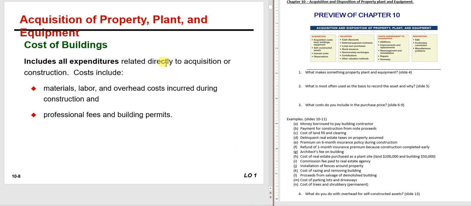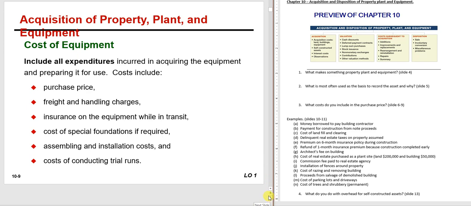Buildings: any cost to get the building ready for its intended use is added to the cost of the building. So if I'm building it, material, labor, overhead costs, even interest during the construction phase is added. Any professional fees, etc. Cost of equipment: if you read through those, you'll see that basically until I turn the equipment on for the first time, the costs are added. So just kind of read through that.